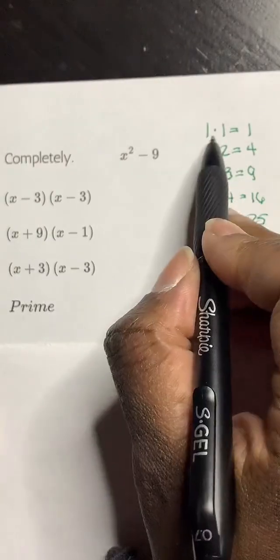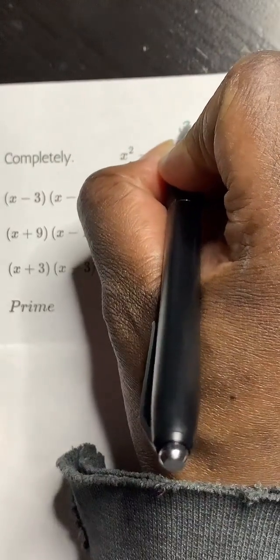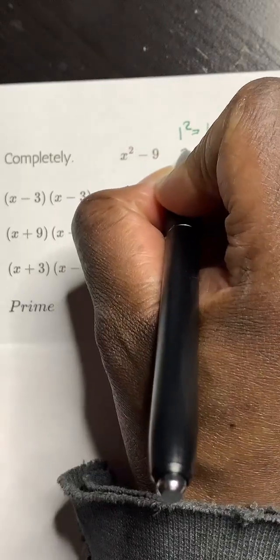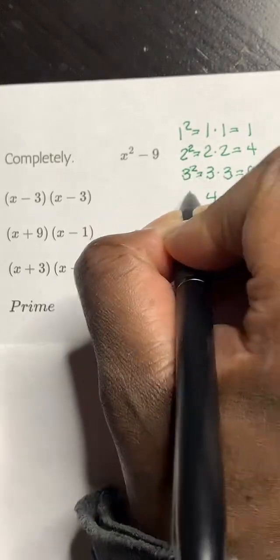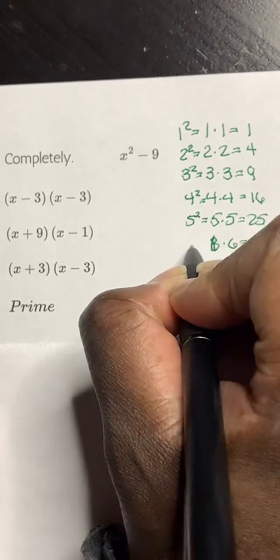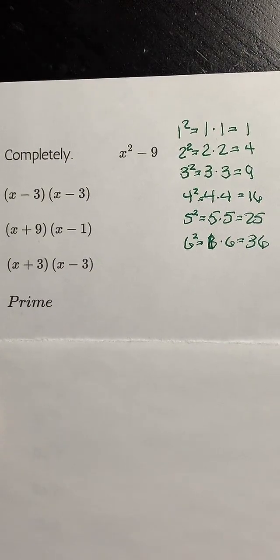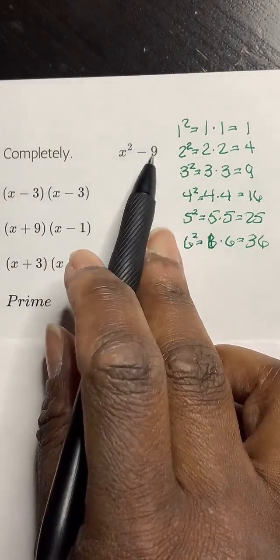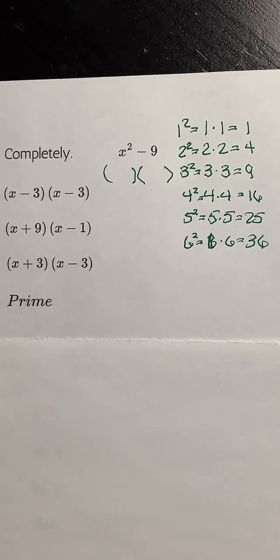Now, another way of saying it, instead of 1 times 1, 2 times 2, 3 times 3, and so forth, we can say 1 squared, 2 squared, 3 squared, 4 squared, 5 squared, and 6 squared. Okay? All right. So if we want to break this down, we're going to break them down into their own parentheses.